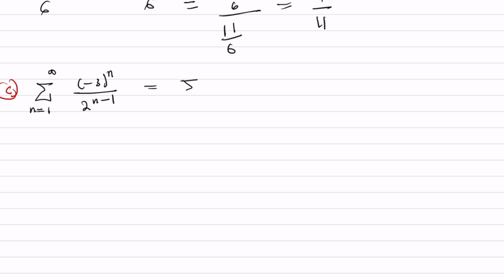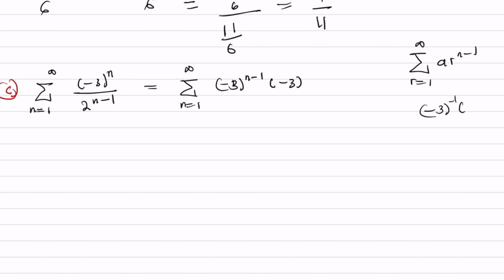So to see that, we have n starting from 1 to infinity, because my n is starting from 1. So I want to have a r to the power n minus 1 because r is starting from 1. So that means I can have this to be minus 3 to the power of n minus 1. And all I need to do is just to multiply by negative 3. Because minus 3 raised to the power minus 1 times minus 3 is just 1. So that was why I have this expression.